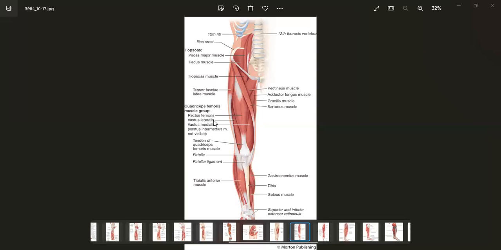We do have visible from the anterior aspect, the vastus lateralis and medialis. The vastus medialis will extend the knee. It originates on the femur and inserts on the tibial tuberosity. The vastus lateralis will extend the knee, originate on the femur, and insert on the tibial tuberosity as well.